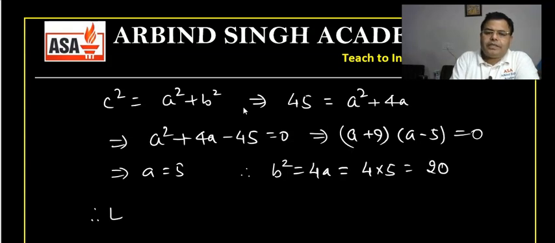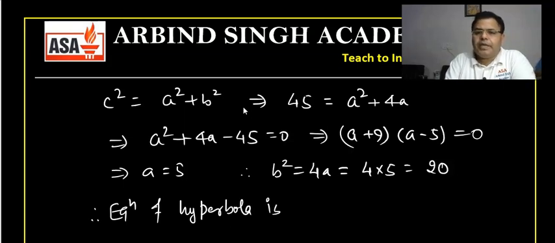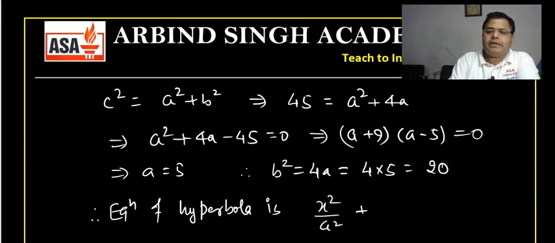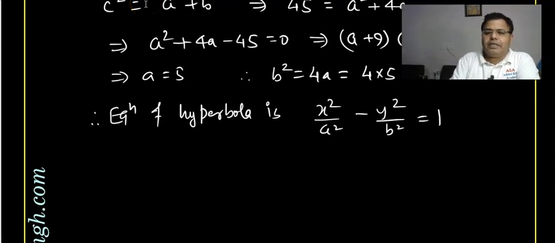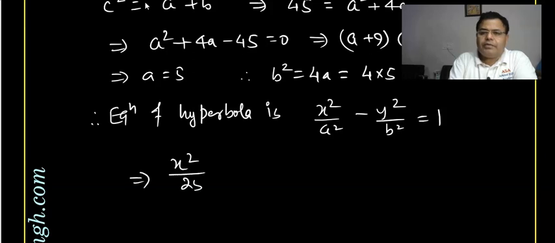And therefore, the equation of hyperbola, because foci lie along the x-axis, is x square by a square minus y square by b square is equal to 1. Which implies x square by 25 minus y square by 20 is equal to 1. That will be the answer.